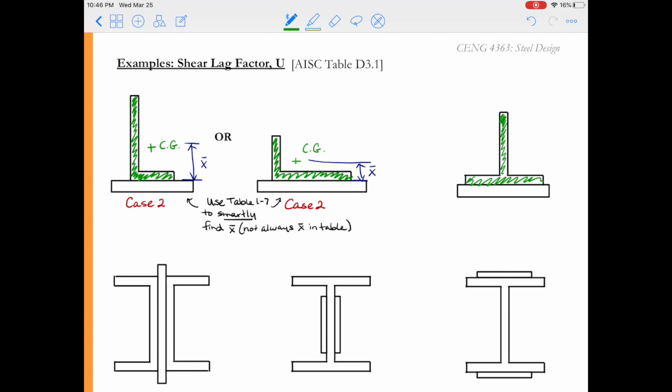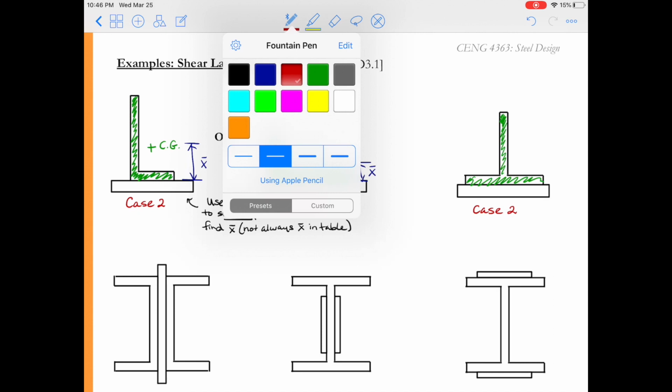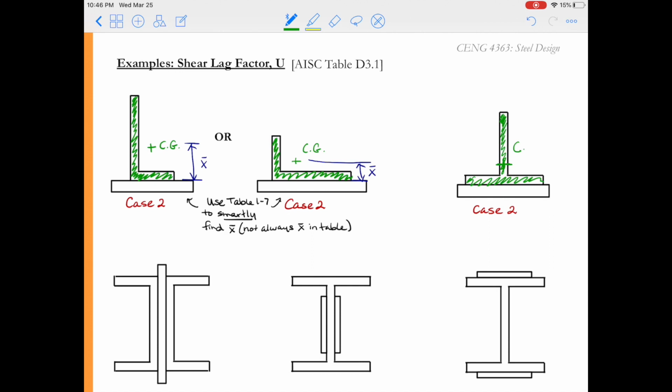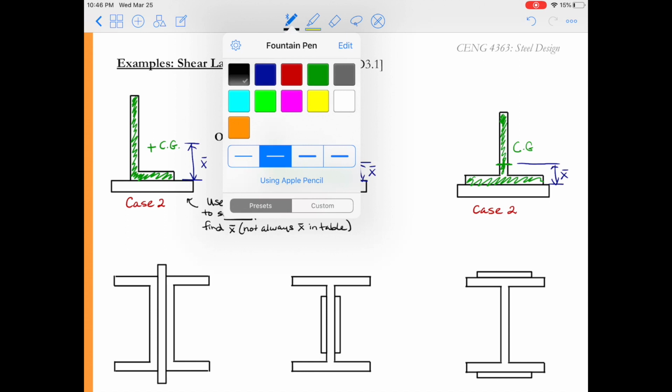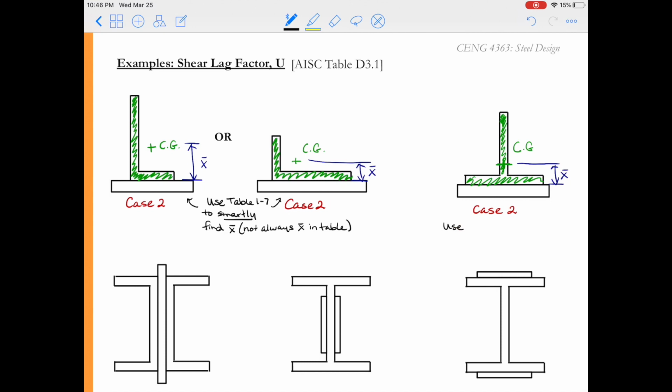We have a WT shape that's attached to a plate. Again, we have that long stem that's not attached to the plate. So that is an element that's not connected, and therefore we'll have shear lag. This falls under case 2 as well. And so we locate the center of gravity for this WT member, and we draw that to the plane of the connection, again, where the two shapes meet. And that is the value for X bar.